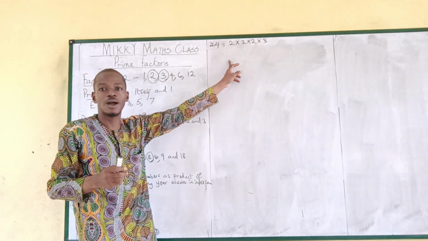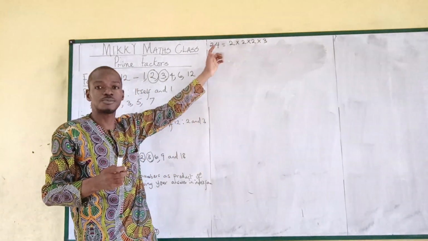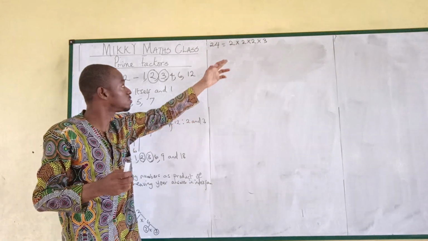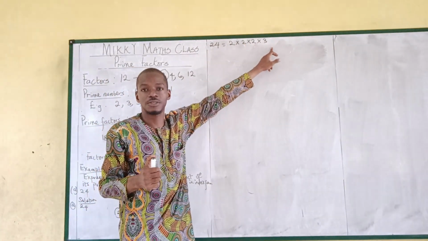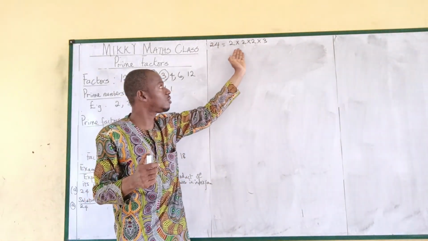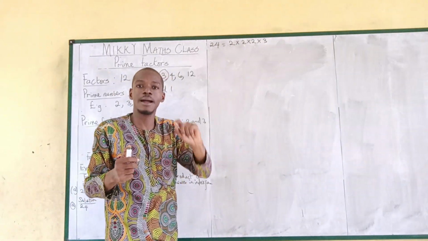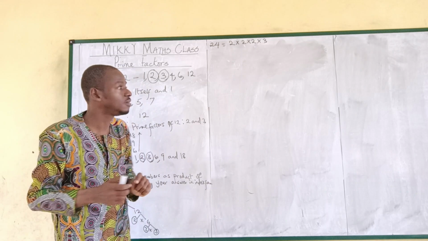This is what to do when you are asked to express a number as a product of its prime factors. 2 times 2, 4. 4 times 2, 8. 8 times 3, 24. All the numbers that are multiplying are prime numbers.